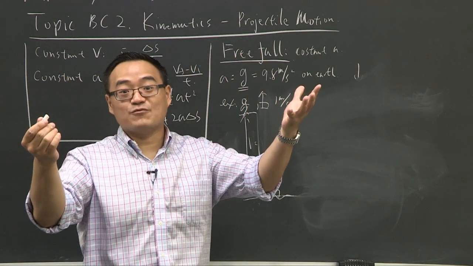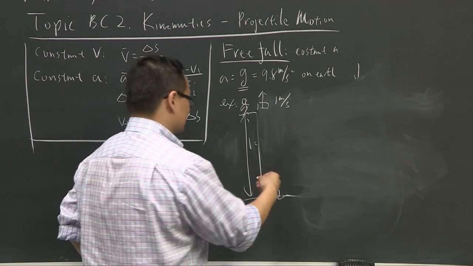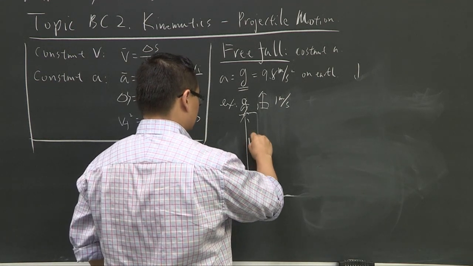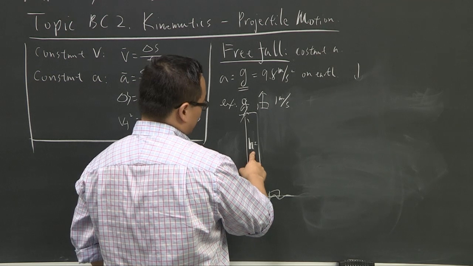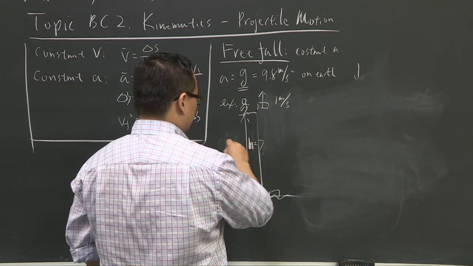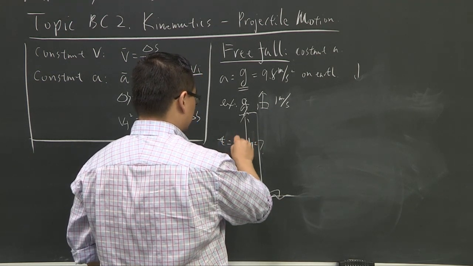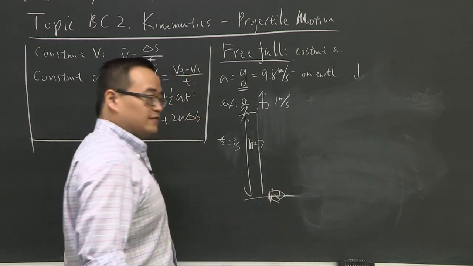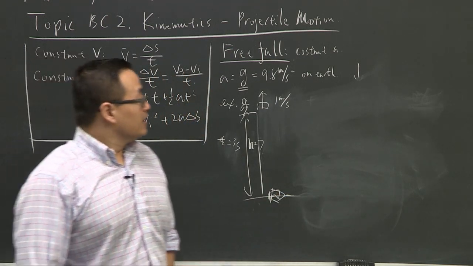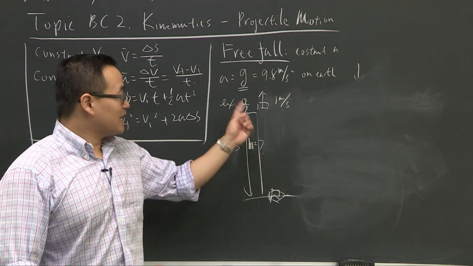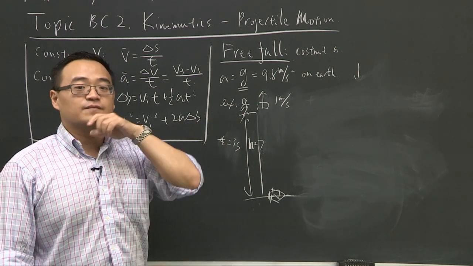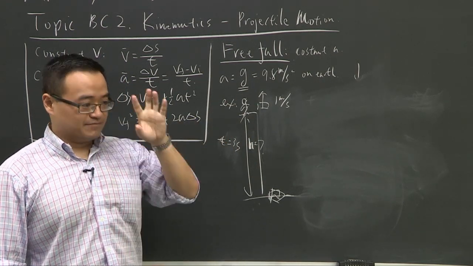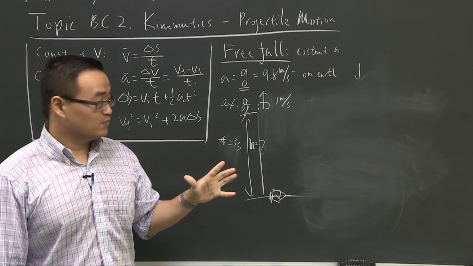And then it says, all right, I'm still looking for the height, and it still takes 3 seconds to hit the ground. Now I'm asking, what's the height of the cliff? You think about this. You say, all right, we're going to do the same approach, right?